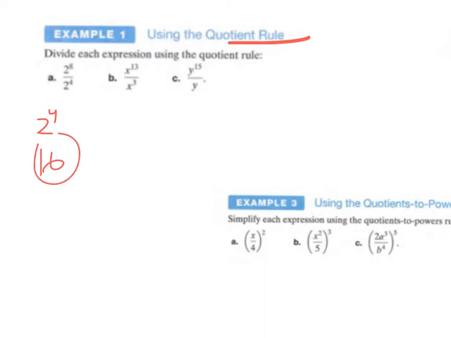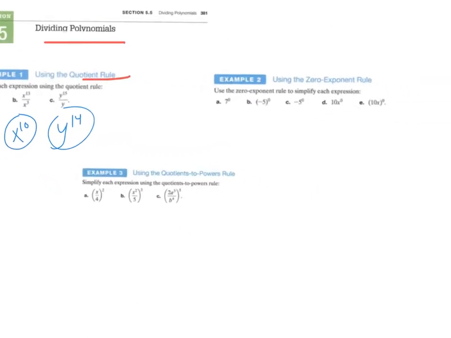Now when we have variables, we're going to do the same thing, except that we won't be able to get a numerical answer. So 13 minus 3 would be 10, giving x to the 10th power. Now remember, when there's no exponent, that's a 1, so 15 minus 1, this would be y to the 14th. So we continue with this.